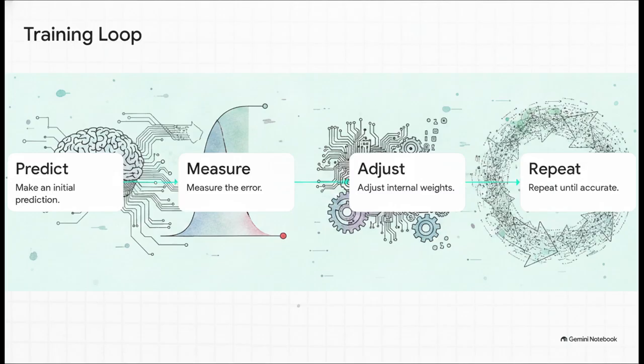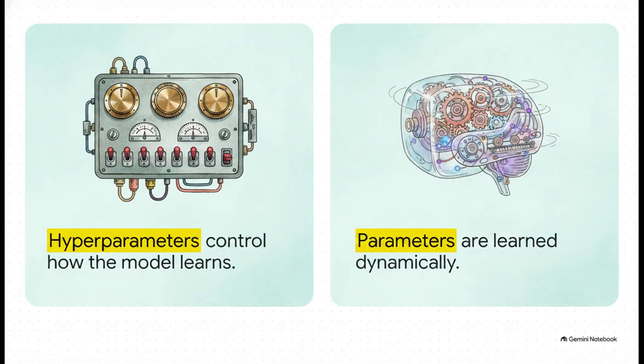Now, as an IT pro facilitating all of this, it is absolutely vital you understand this next distinction. Parameters are the internal weights that are dynamically learned by the model during that training loop. You do not touch these. Keep your hands off. Hyperparameters, on the other hand, are the settings you manually configure before training even starts, things like learning rate, tree depth, or the number of epochs. So basically, hyperparameters dictate exactly how the model goes about learning its parameters.